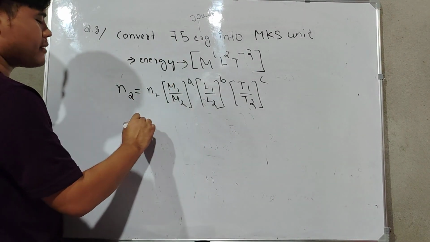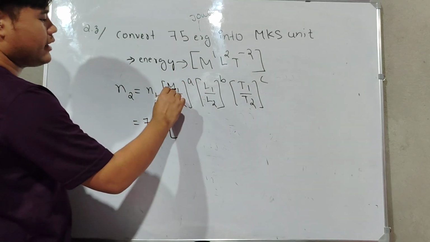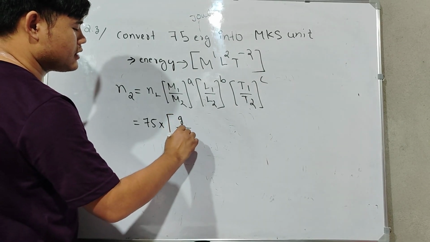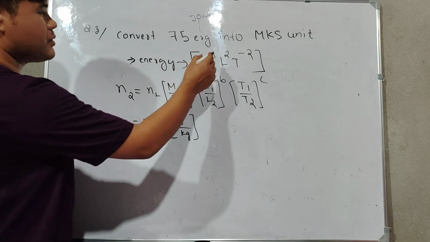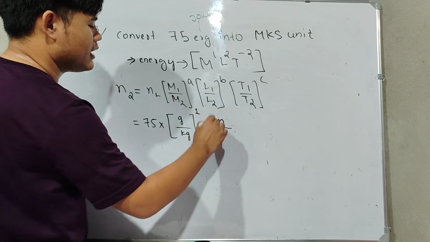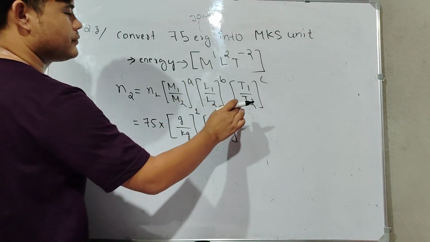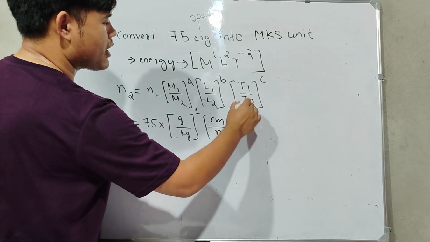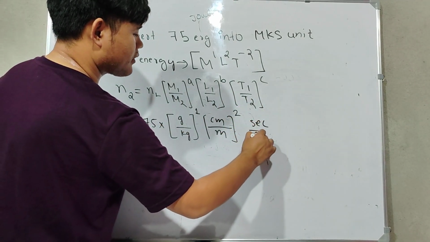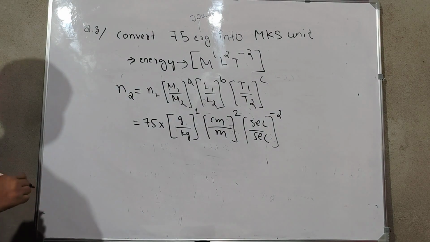So n1 we got 75. M1 is in gram, and M2 is in kg, right? So a, how much do we get? 1. L1 is in centimeter, L2 is in meter, and the power b is 2, right? And then next, T1. T1 is in second only, and then c has the power of -2, right?